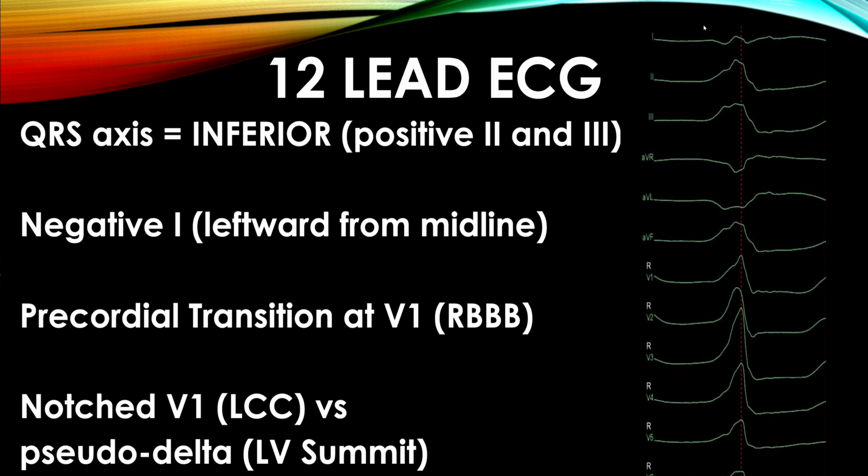12 lead EKG showed some interesting findings. We have a QRS axis with 2 and 3 being positive, showing an inferior origin, and 1 being just a little negative before it changes, showing it's left of midline. The precordial transition at V1 shows the right bundle branch block morphology, and the notched V1 versus a pseudo-delta. The notched V1, that little notch right there, or this pseudo-delta shows either left coronary cusp or LV summit, LCC versus LV summit origin.